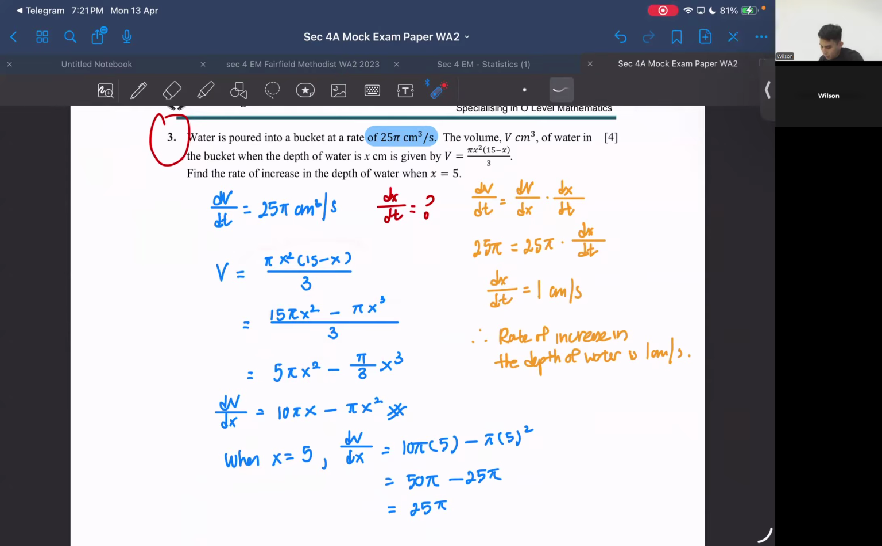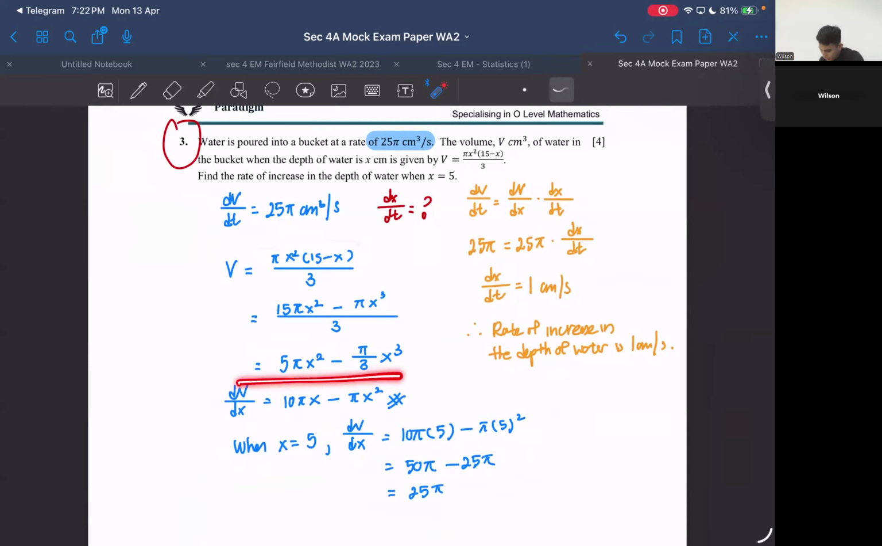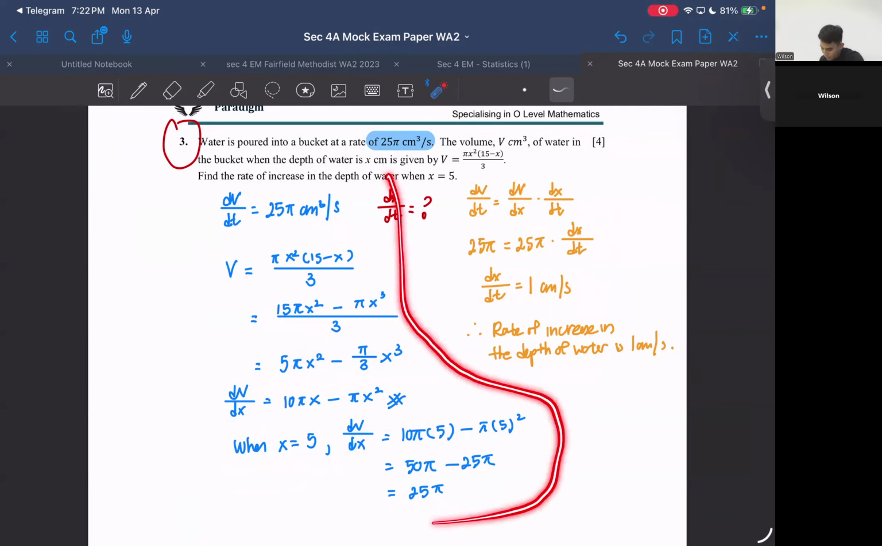Now, once you have this expression, you are all primed, all set up to find out your dV over dx. So dV over dx is this. Bring down the power, minus 1. So when x is equal to 5, my dV over dx is equal to this. Now, copy this down. So this is how you find your dV over dx over here.